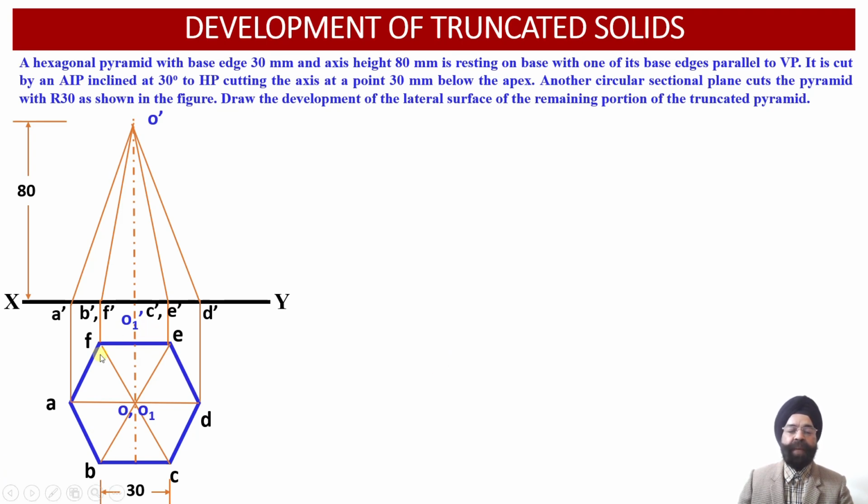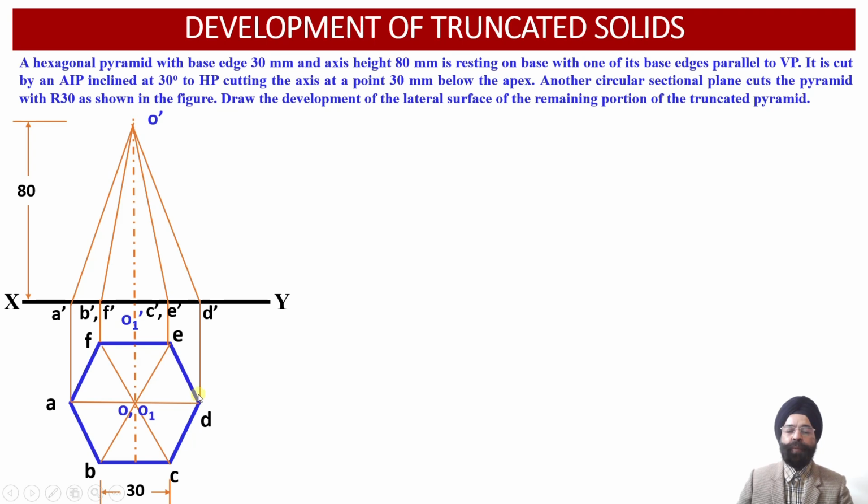Now here we can see point A of the base has been projected as point A dash onto the XY reference line. Points B and F are going to coincide with each other and they will be projected as B dash and F dash onto the XY reference line. Similarly, points C and E will be coinciding with each other. They will be projected as C dash and E dash into the elevation projection view.